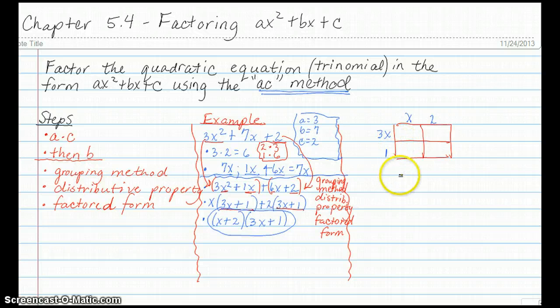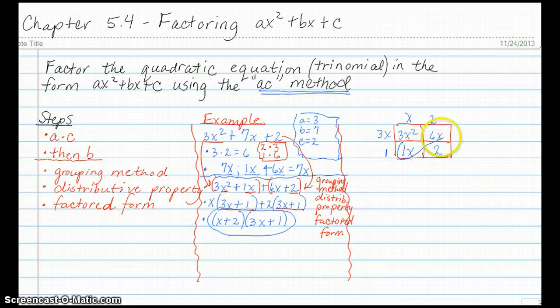Now let's go over and check it because these are more complicated. So we've got 3x times x because 3x plus 1 was one of your sides, x plus 2 is the other. 3x times x is 3x squared. 3x times 2 is 6x. 1 times x is 1x or x. And 1 times 2 is 2.